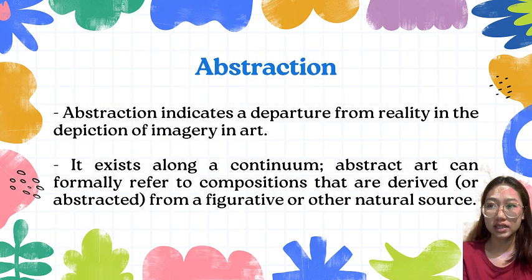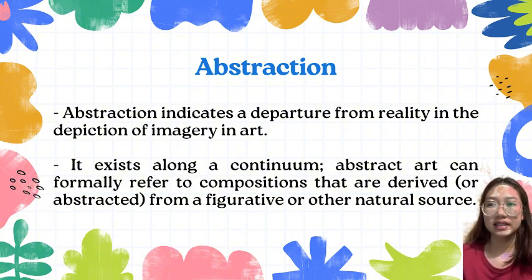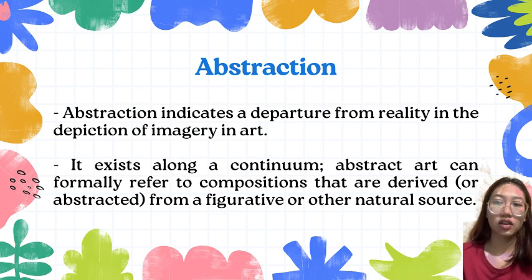Next is abstraction. In art, it refers to the departure from realistic representation. Instead of showing objects, people, or scenes exactly as they appear in real life, abstract art alters, simplifies, or exaggerates them to highlight shapes, colors, and ideas. It also allows artists to express meaning beyond the physical appearance of things.